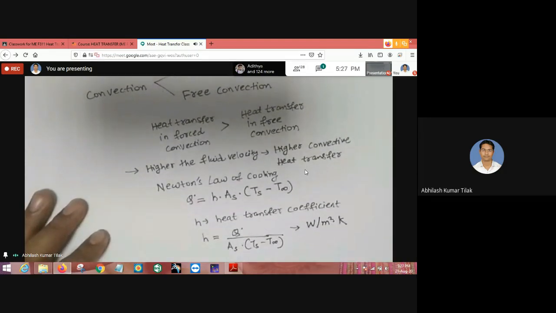Now, an important point here is that in case of conduction, we were having the area normal to the direction of heat transfer. Now here, AS indicates the surface area from which the heat is being convected away. AS is the surface area.